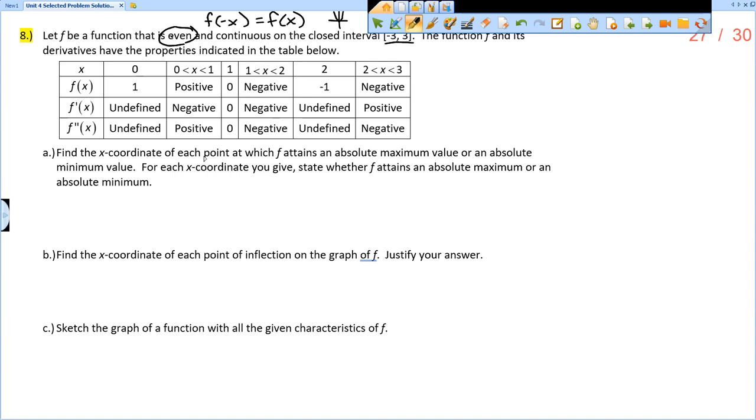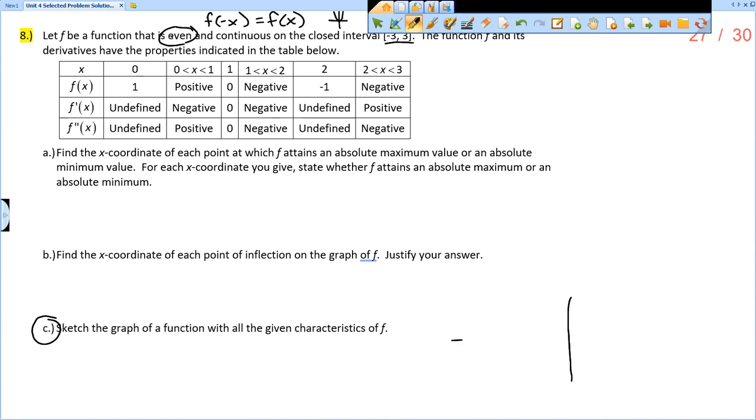Now, it says find the x coordinate of each point at which f attains an absolute maximum value or absolute minimum value. State whether f attains the absolute maximum or an absolute minimum. Then B, find the x coordinate of each point of inflection. And then C, sketch the graph. I actually prefer to start with C, sketching the graph.